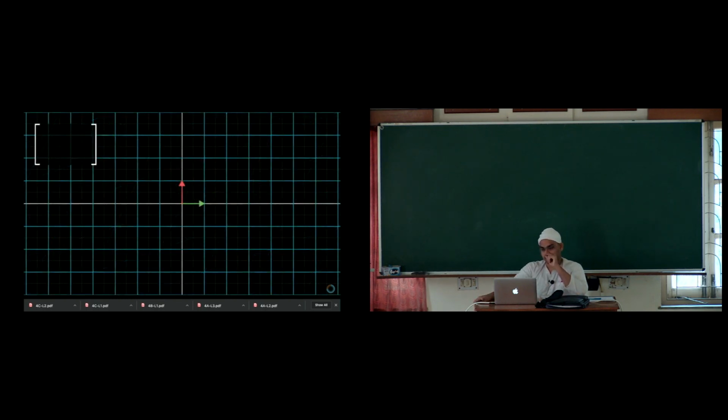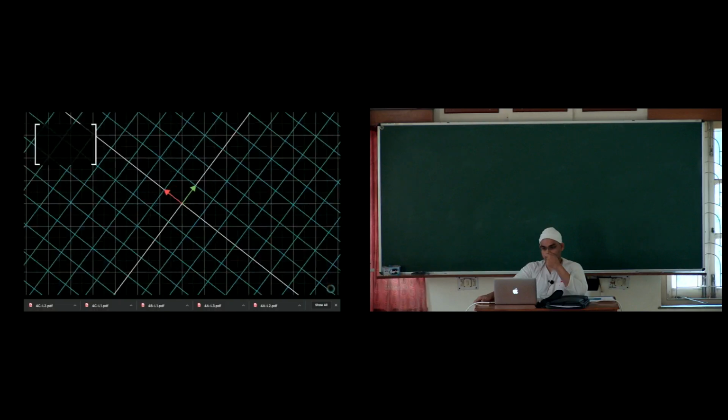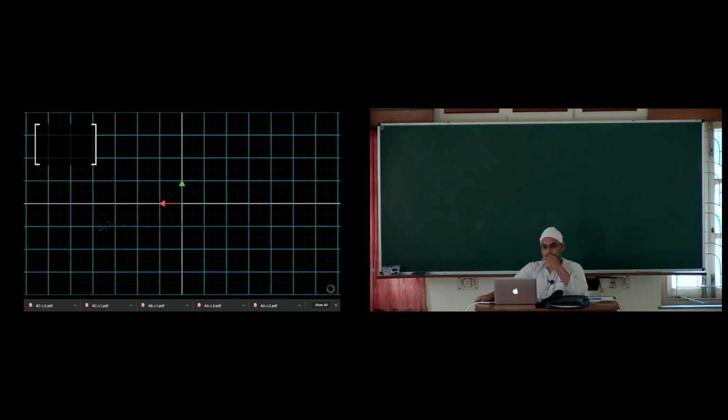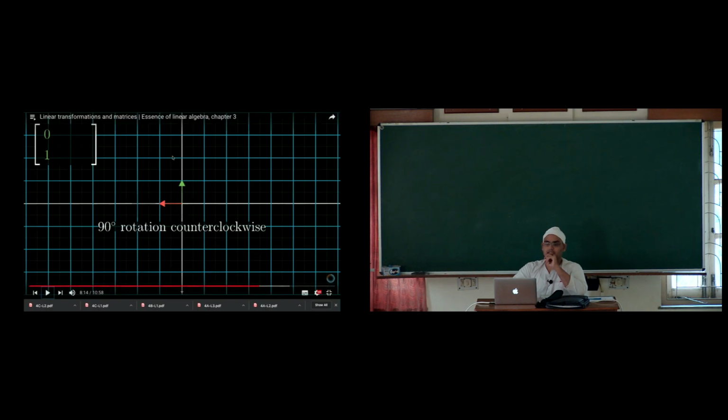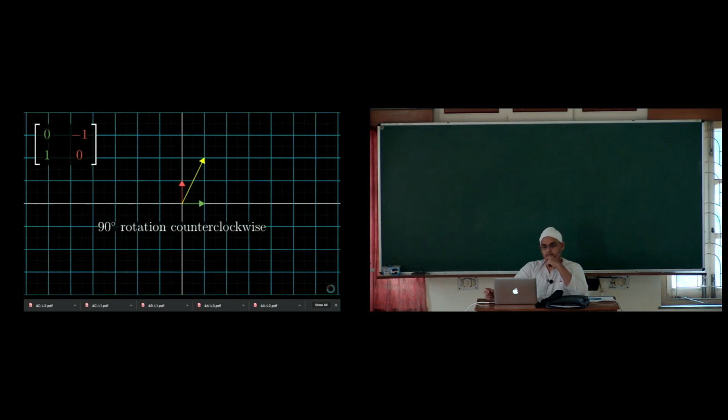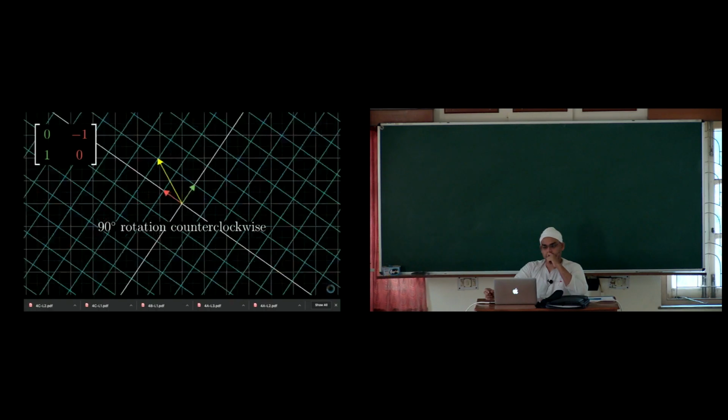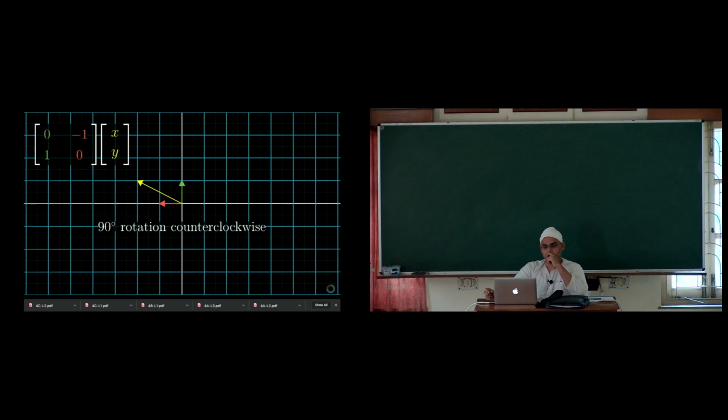Let's practice describing a few linear transformations with matrices. For example, if we rotate all of space 90 degrees counterclockwise, then i hat lands on the coordinates 0, 1. And j hat lands on the coordinates negative 1, 0. So the matrix we end up with has columns 0, 1, negative 1, 0. To figure out what happens to any vector after a 90-degree rotation, you could just multiply its coordinates by this matrix.